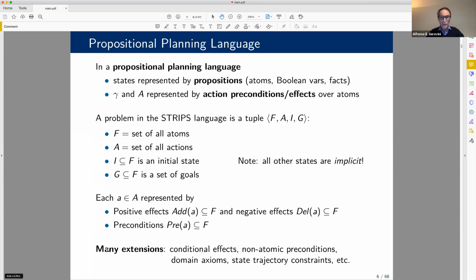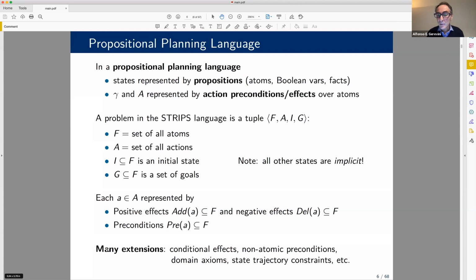Note that in this formulation, we have not specified the states. The only state that we have explicitly specified is I, the initial state. All the other states, which could be trillions of states, are implicit in the description of the initial state and the actions, because through the execution of the actions we can reach other states, and all the states that we can reach define our state space.